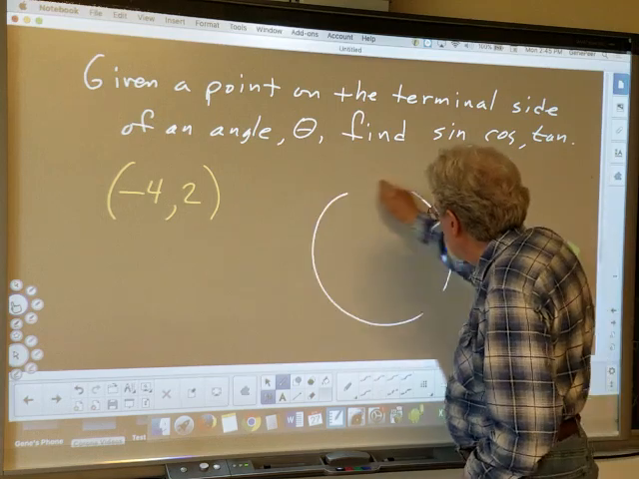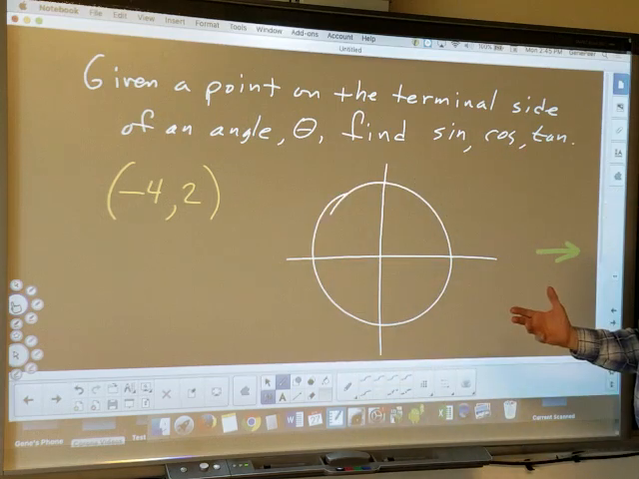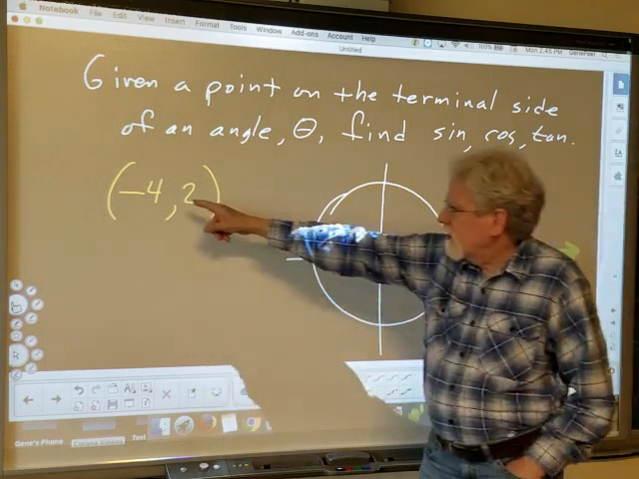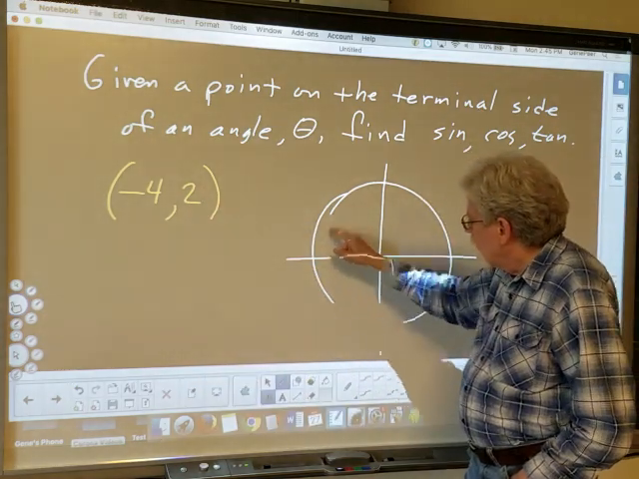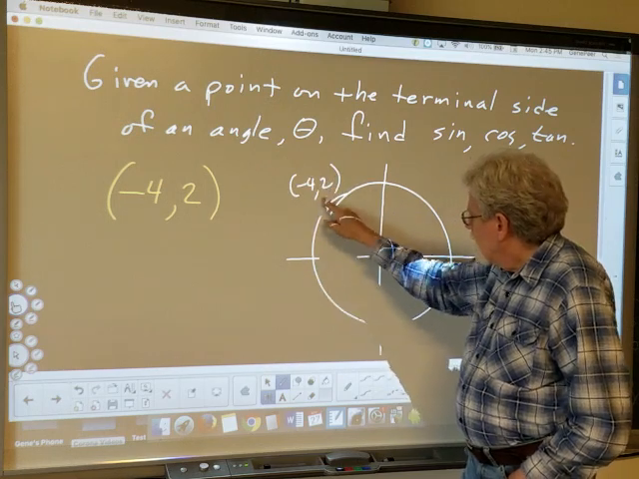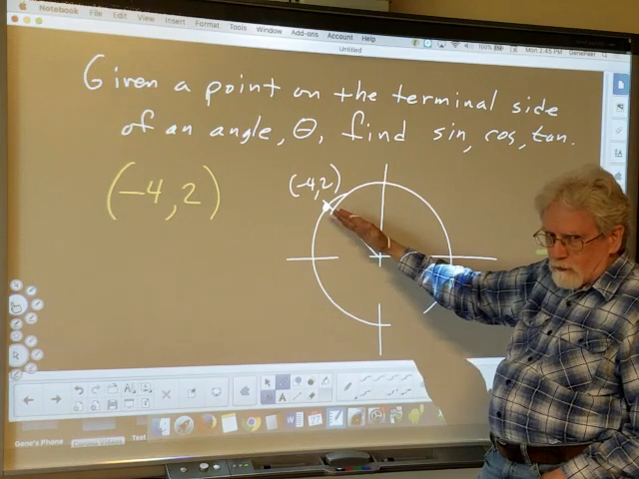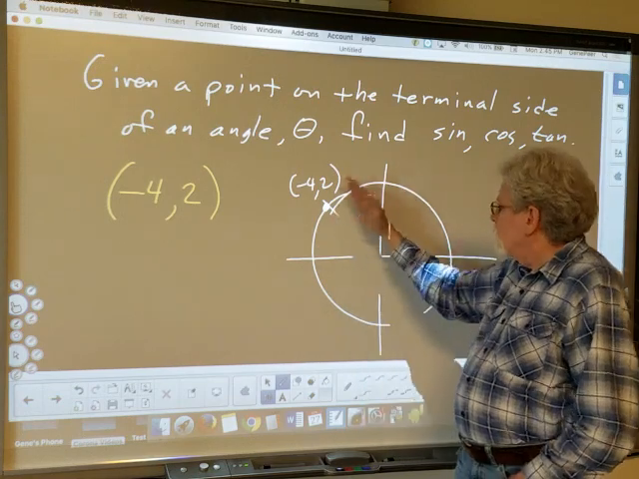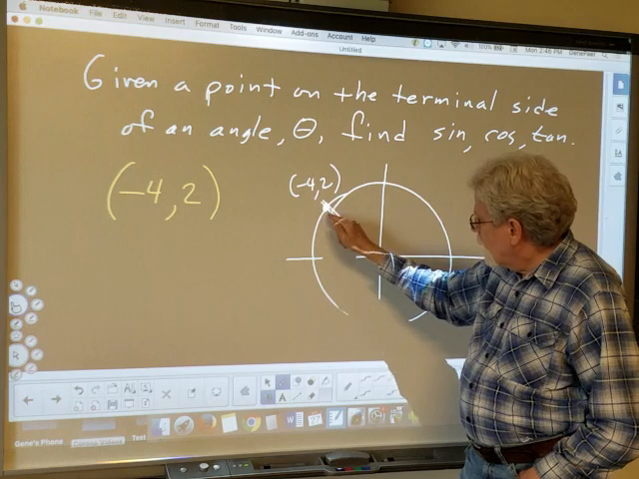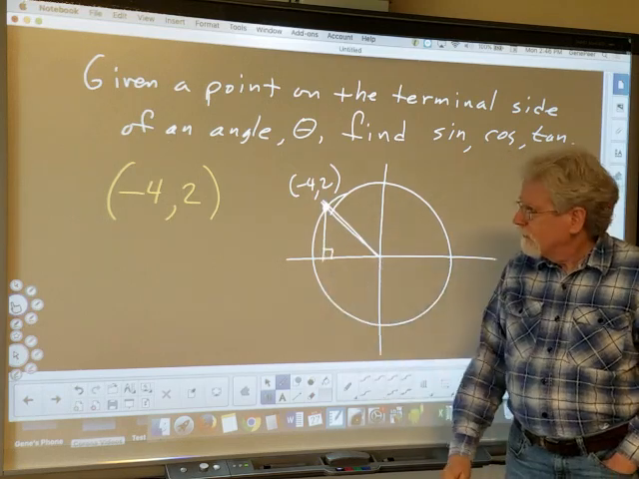We go back to the idea of not necessarily a unit circle, but a circle. We have a point such as -4, 2, the point -4, 2. That is on the terminal side of an angle. Remember what the terminal side is? Terminal side of the angle. So we're just talking about this angle here, and we're talking about that triangle.